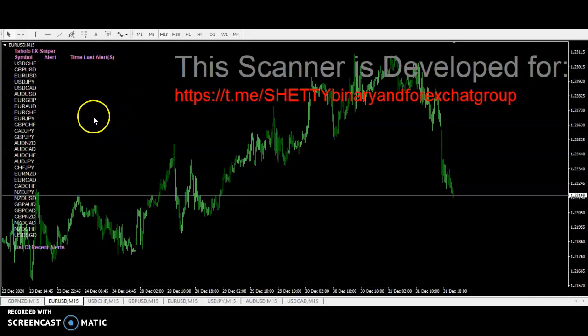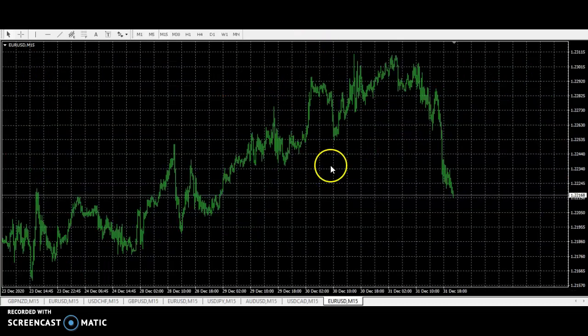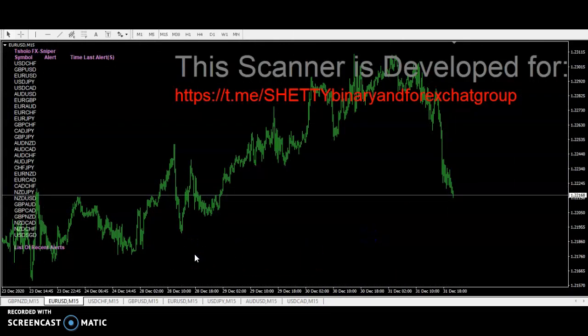And one more additional benefit is there. Suppose on Euro USD you have got an arrow, you just have to click it over here, so it moves over here and you can enter into a trade. Okay, very simple, and in a basic manner we have tried to develop this one.